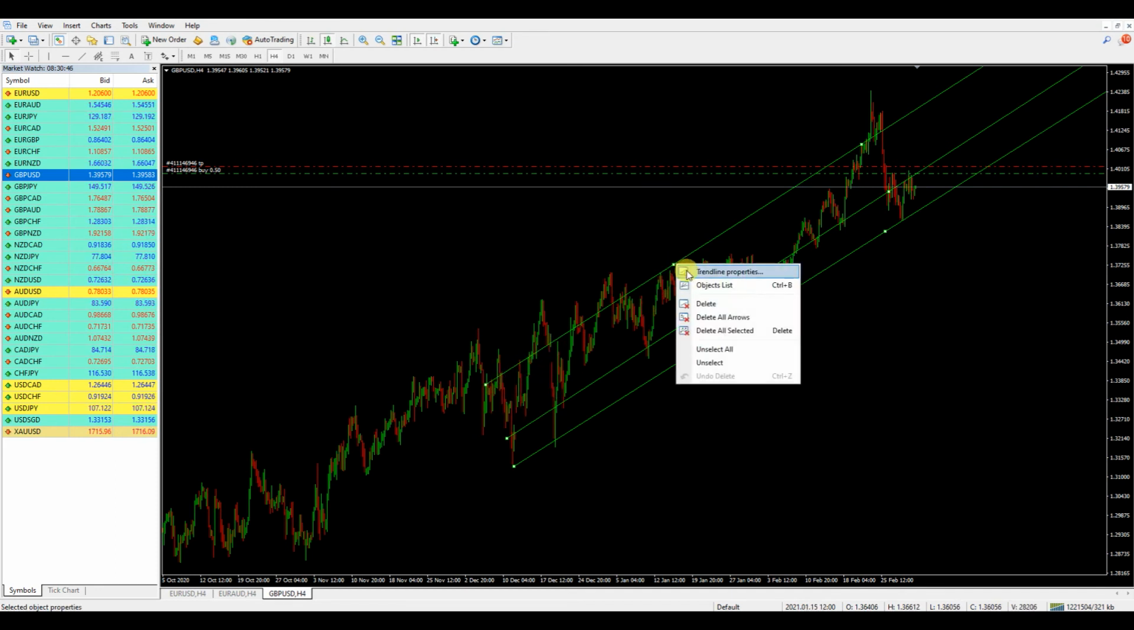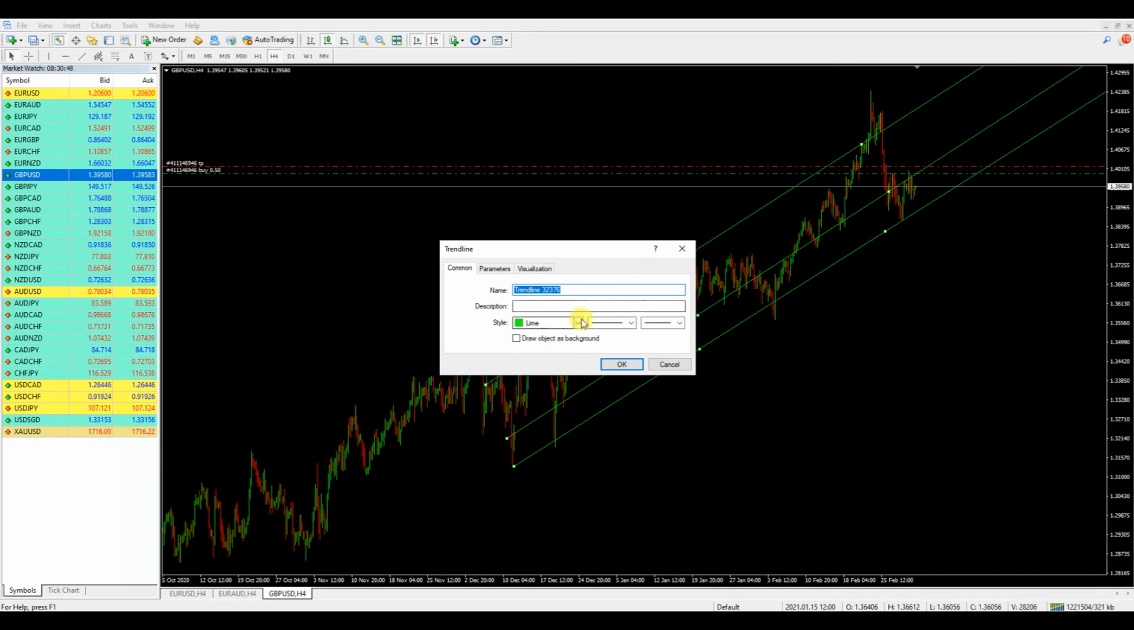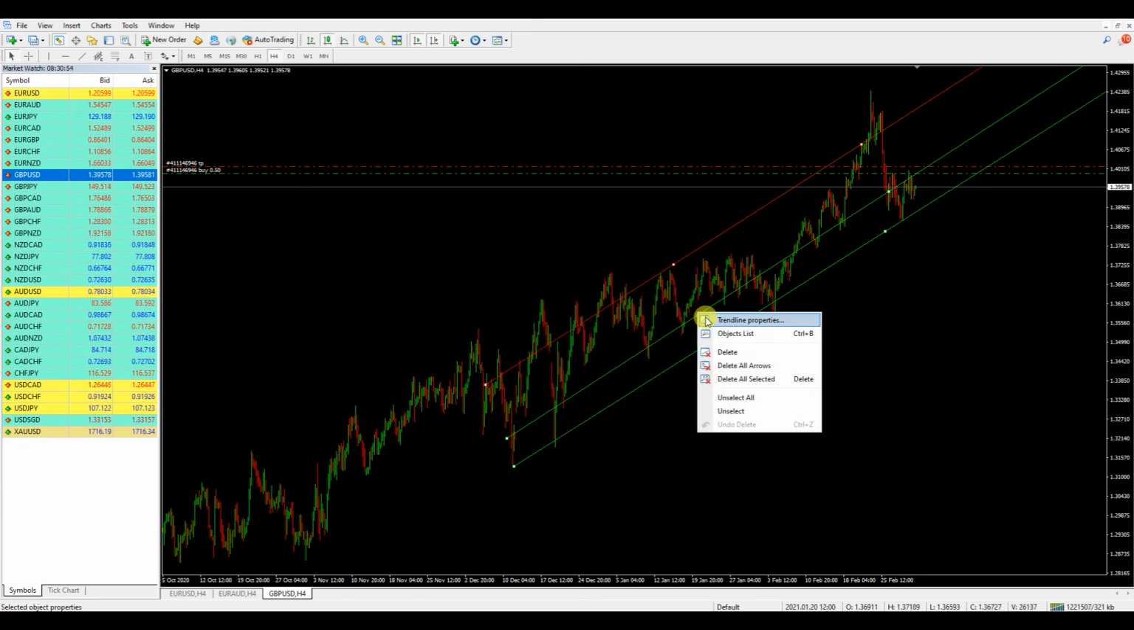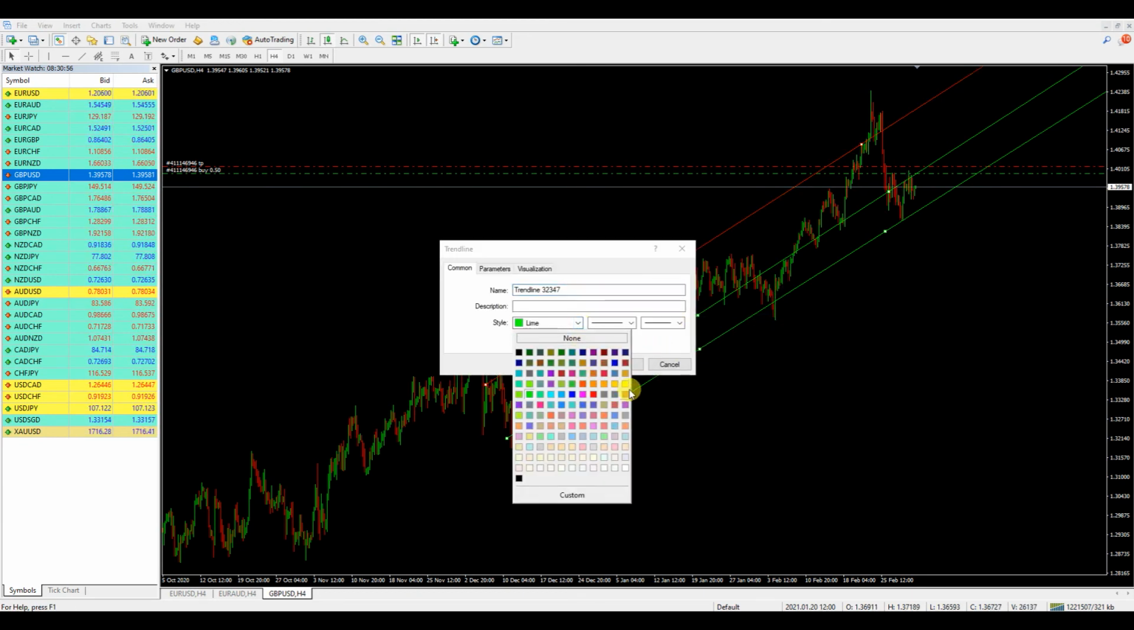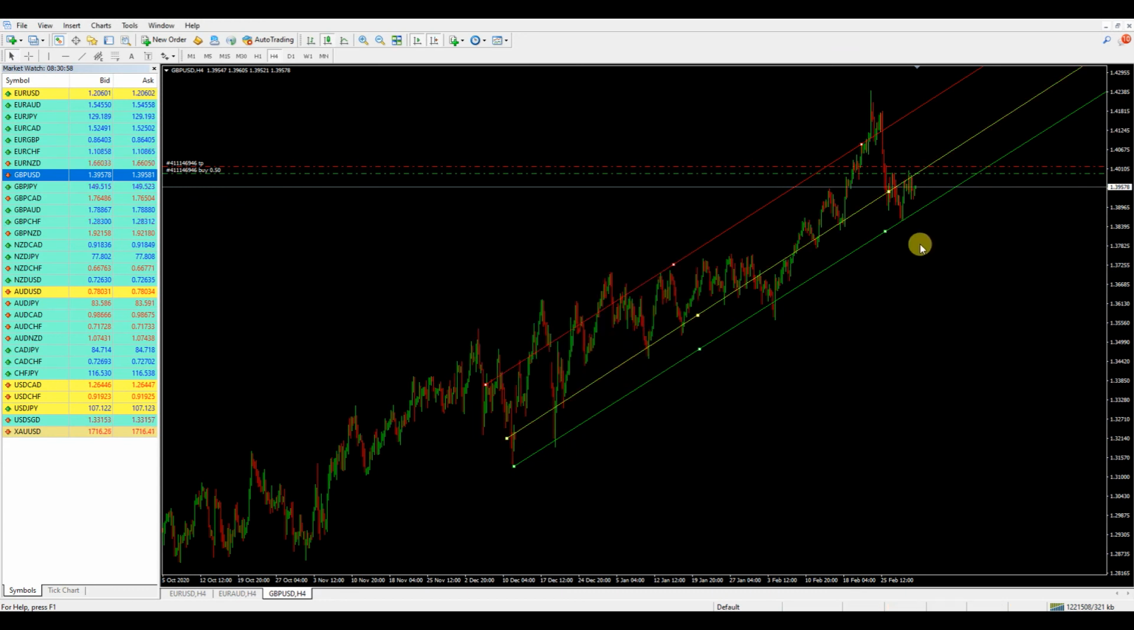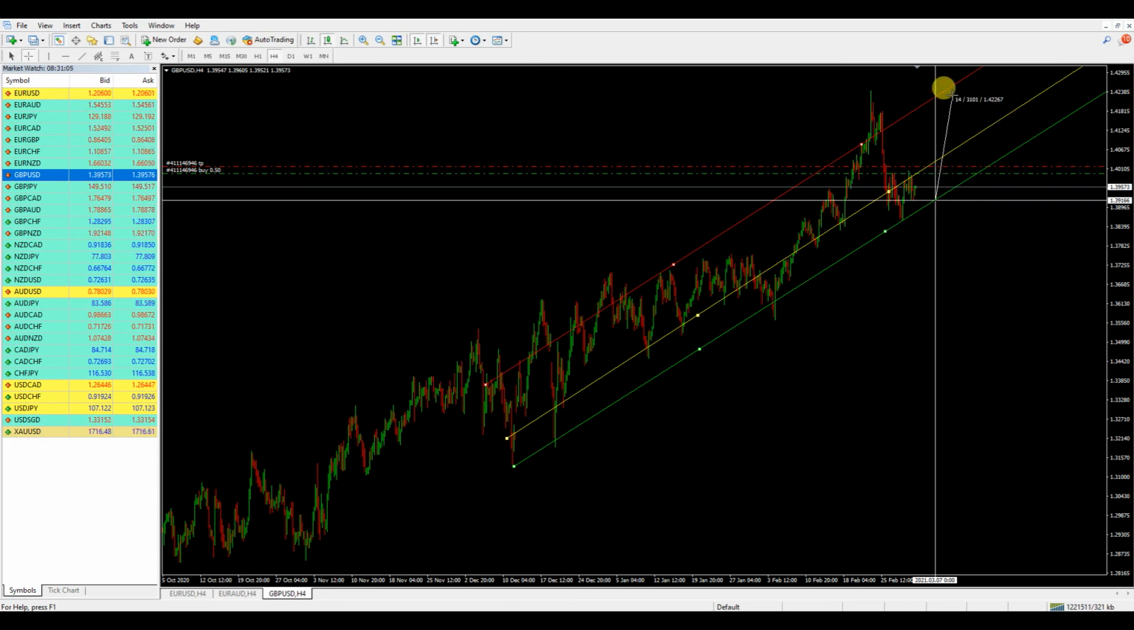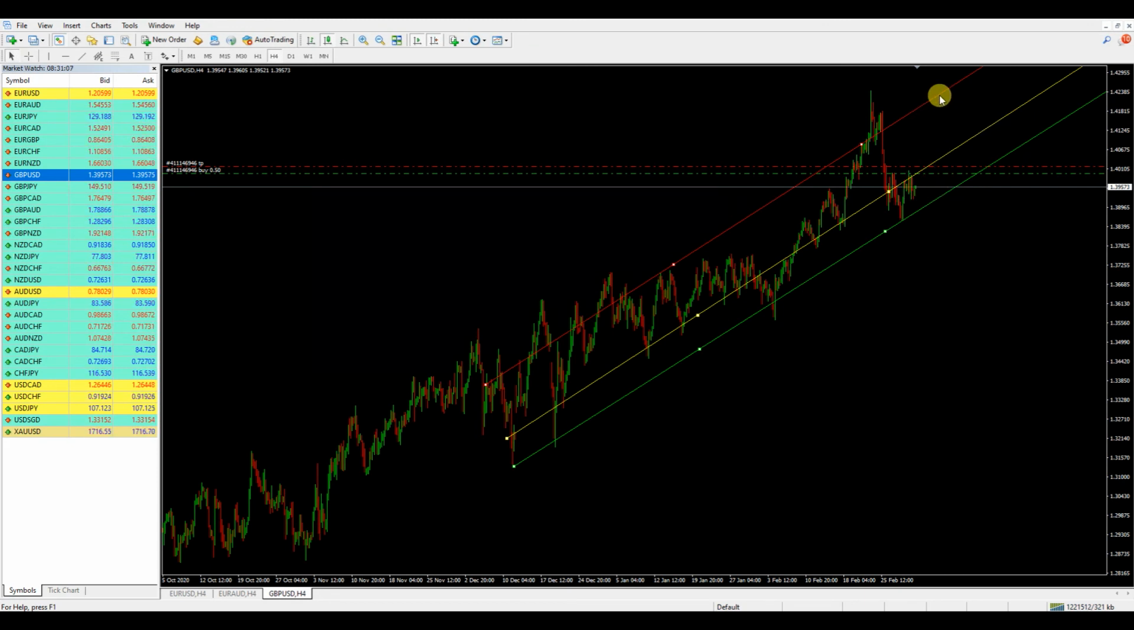So right click, trendline properties. We will take it as red. This will be yellow, which means this is our no trade zone. And this will be our trade zone. Anytime the market touches this, the market is going to shoot up. And then when the market comes over here, it's time to go down.